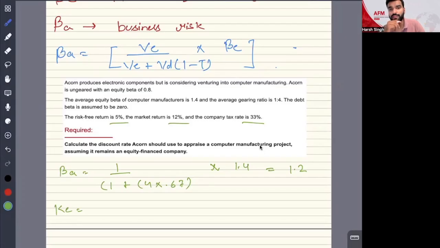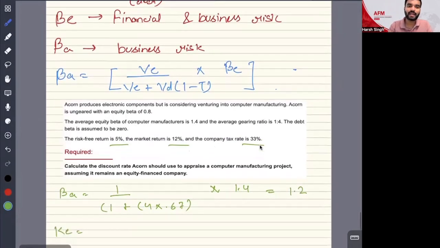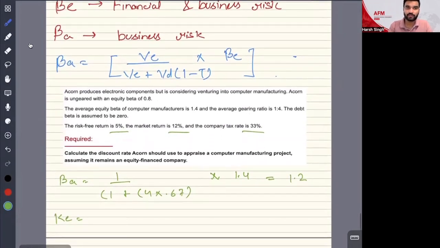Yeah, you might have one question. Sir, why is this beta asset? You told me this concept is called ungearing and gearing. You told me first of all I need to find out the ungeared beta, then I have to re-gear it. But you are not doing re-gearing. Why? Because in this question we have an equity beta of a company that is ungeared, so there is no debt. That is why we are not doing it.